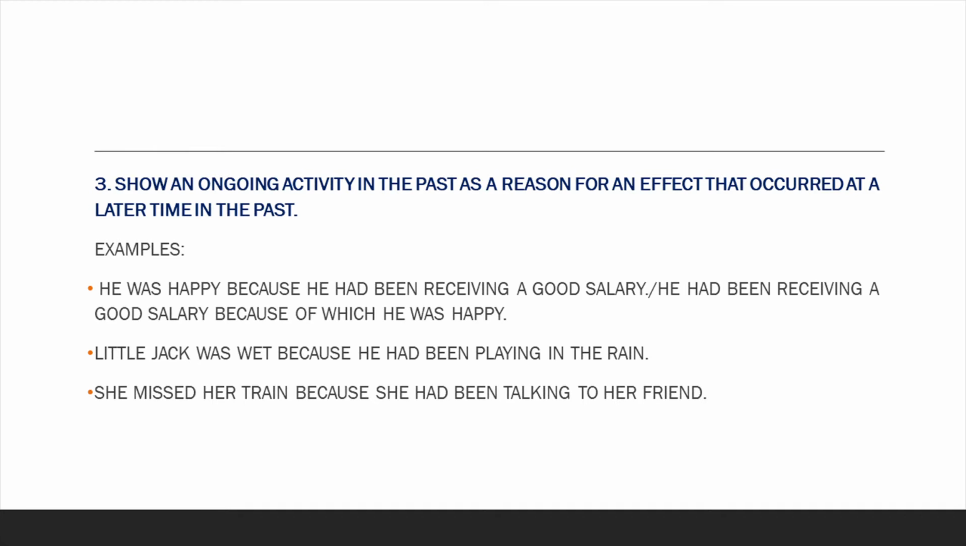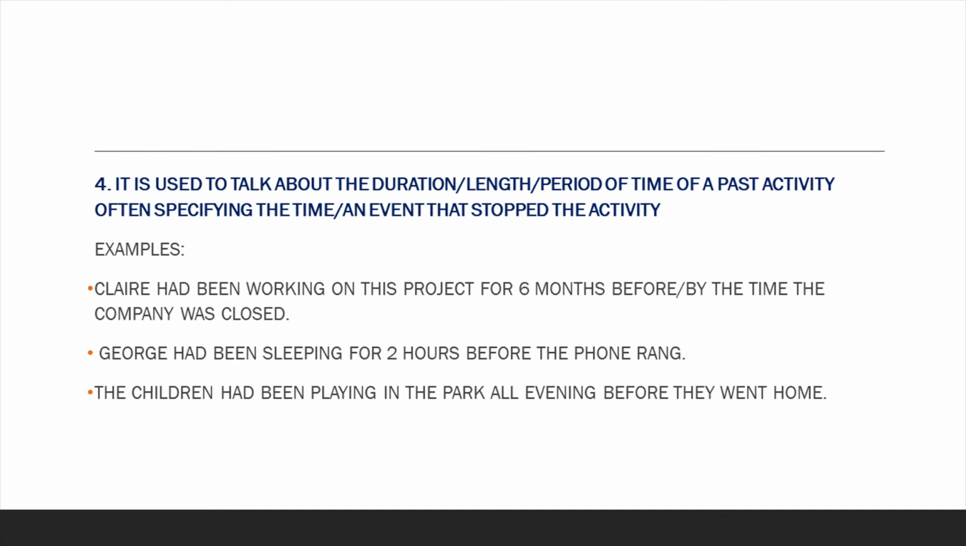Okay, so this cause and effect thing can be clearly explained using the past perfect continuous. Okay, next one. She missed her train because she had been talking to her friend. Okay, so the effect is she missed her train and the cause is that she had been talking to her friend. So this is how you make it clear. Let's go to the next one.